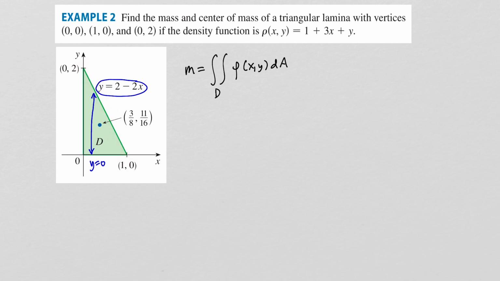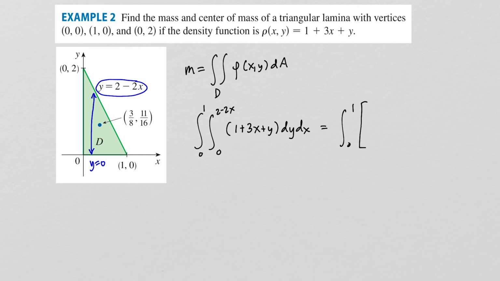So we're going to have the double integral. Again, y varies from 0 to 2 minus 2x. On the x-axis, we can see that it varies from 0 to 1. Put in our function 1 plus 3x plus y with respect to y and then with respect to x. Go ahead and integrate now.